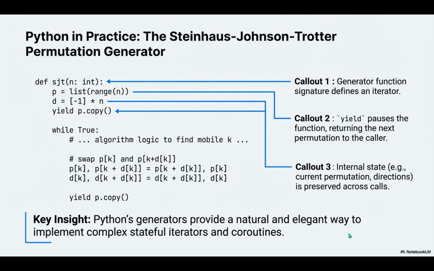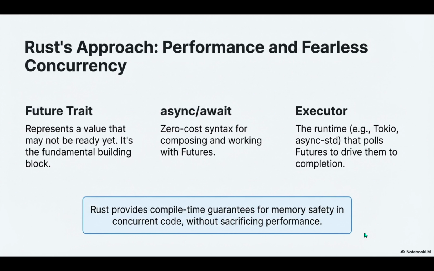Okay, so if Python is all about simplicity, let's pivot to Rust. Rust's goals are completely different. Performance and what it calls fearless concurrency. What's its architectural approach? Rust takes a much more explicit and structural approach to guarantee safety.